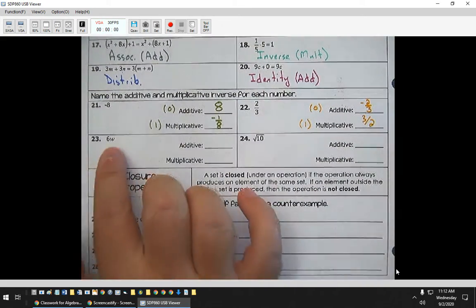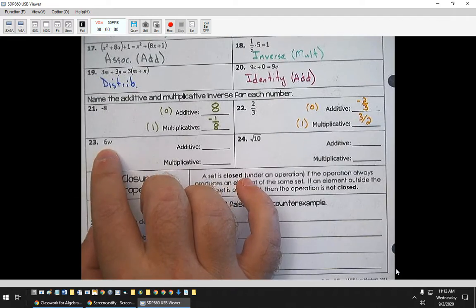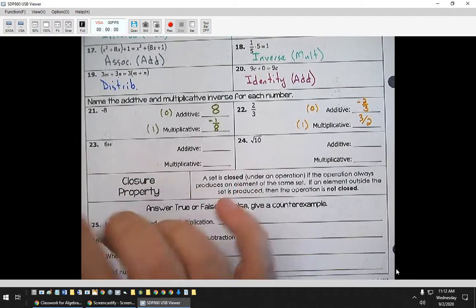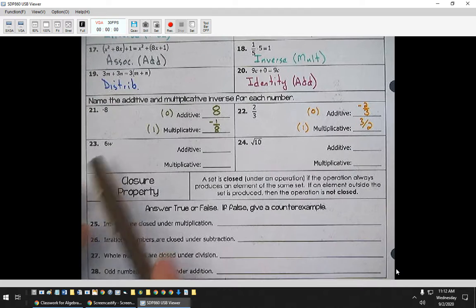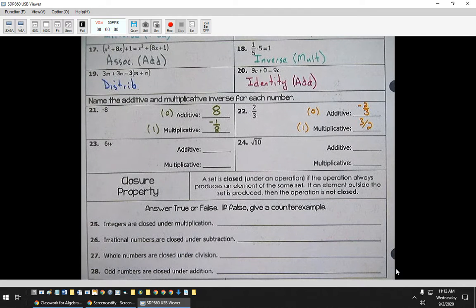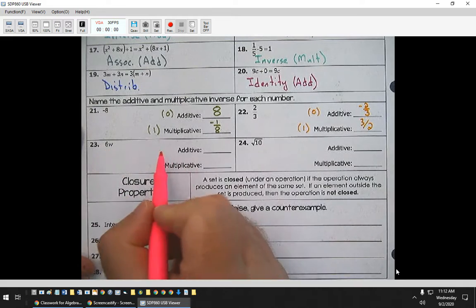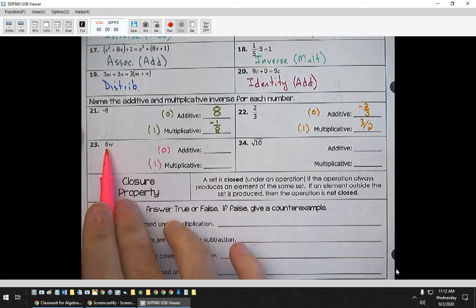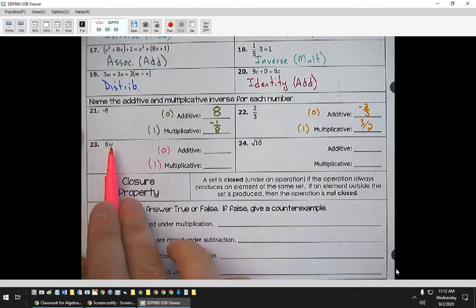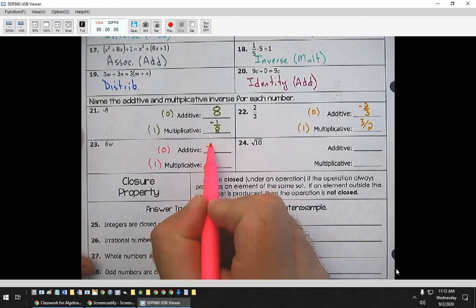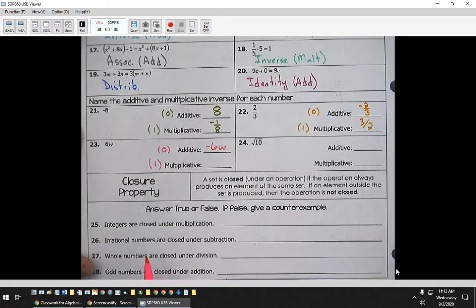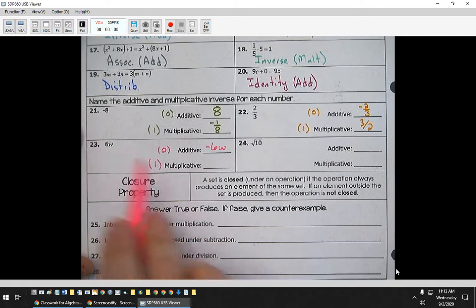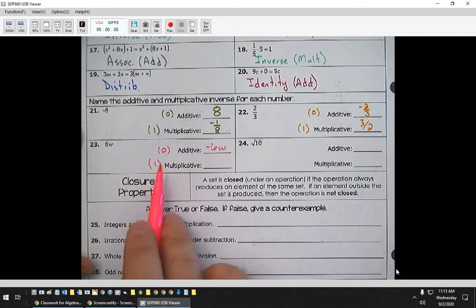Now we get into the idea of things that aren't just nice numbers. When we talk about our rational numbers, these aren't rational numbers. So what's the additive identity of 6w? In other words, I want to end up with a 0 here, and I want to end up with a 1 here. What could I add to 6w to end up with nothing? That'd be -6w.